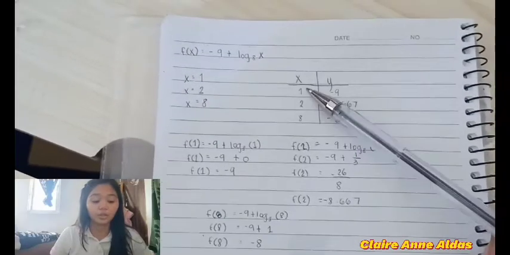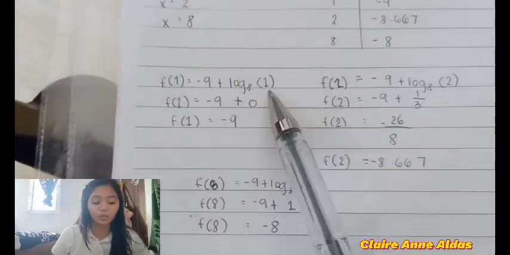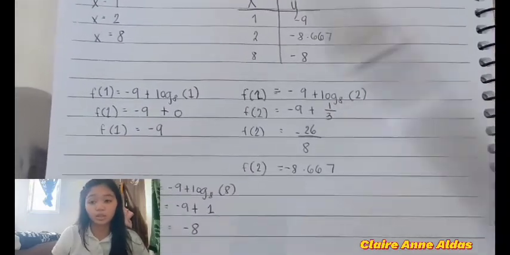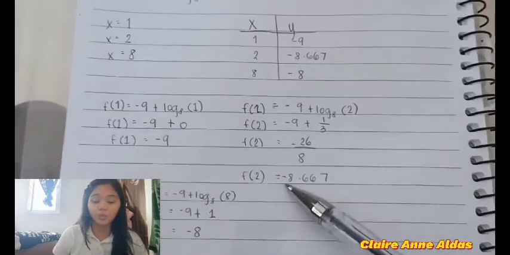We will first evaluate the table of values by substituting x with three numbers, which are 1, 2, and 8, which is the base. The logarithm was equated to 0 because the x is 1, despite what number is in the base. Logarithm base 8 of 2 is equated to 1/3. Negative 9 plus 1/3 is equal to negative 8.667.